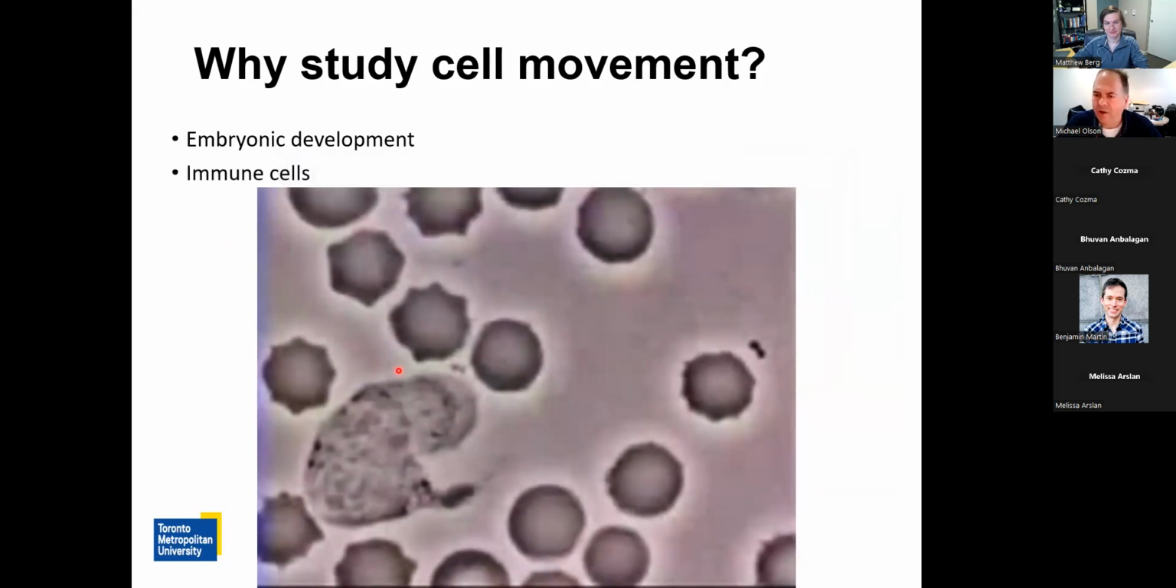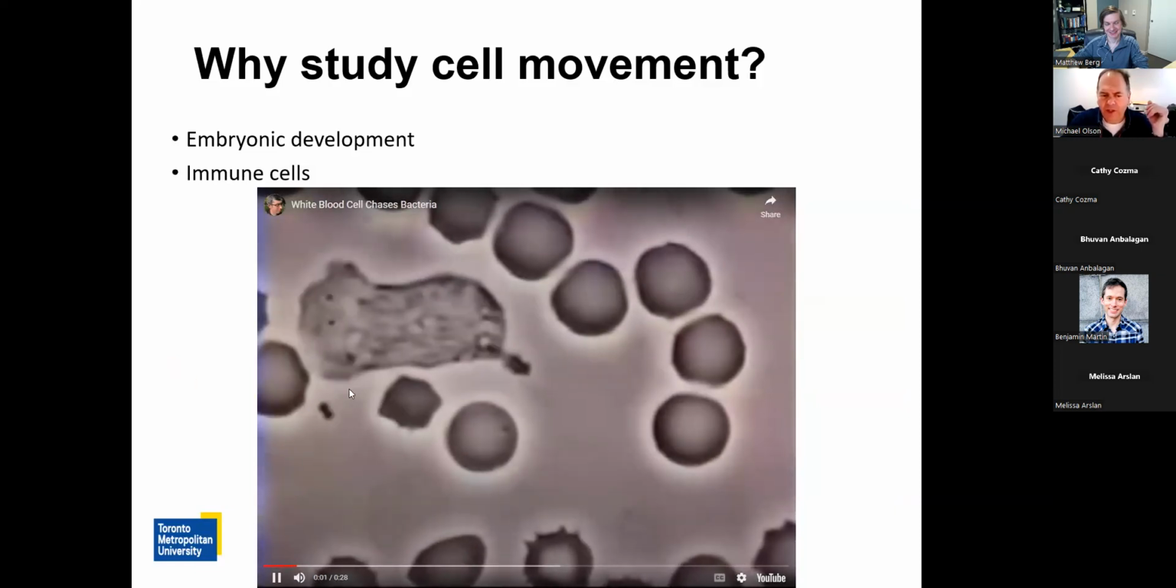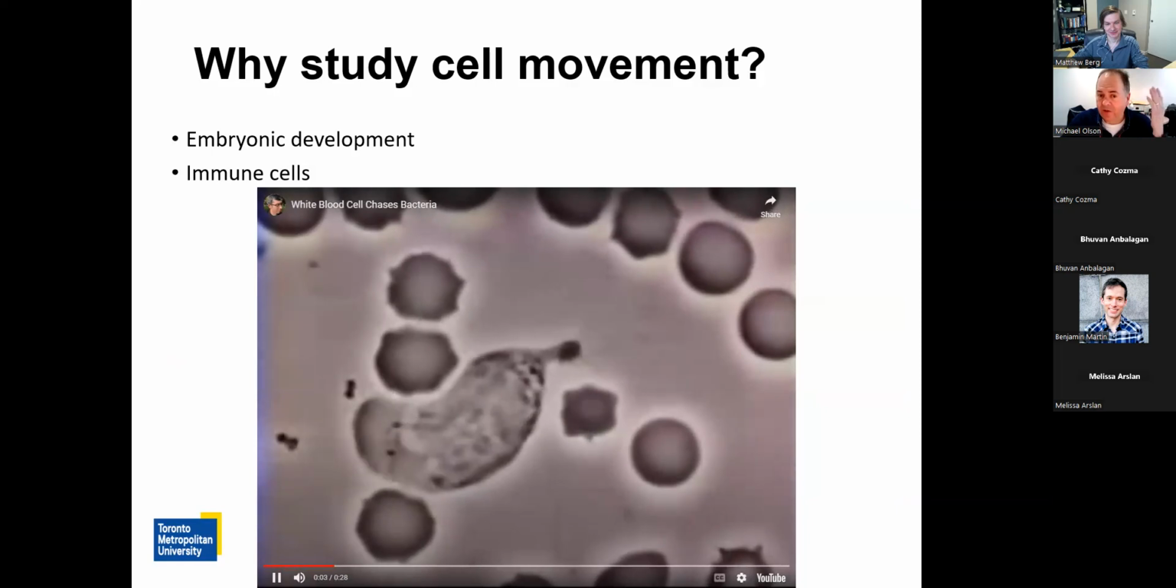It's important for how immune cells work. If this YouTube loads, what it shows is a white blood cell that's moving around chasing these bacteria. And again, this is important.